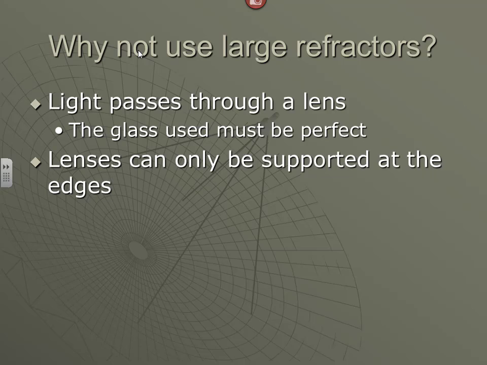Another problem is that lenses can only be supported at the edges. If you think about a pair of eyeglasses, there's rims around the outside, but you can't put a support in the middle because you wouldn't be able to see through them as well. So with just rims or supports around the edges, that makes it harder to build them larger, just because they're so heavy and large.